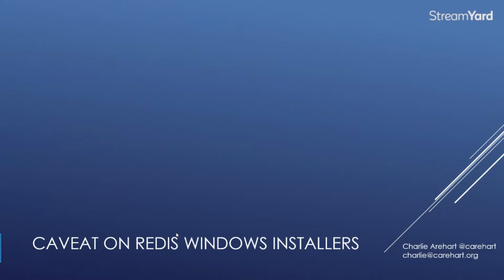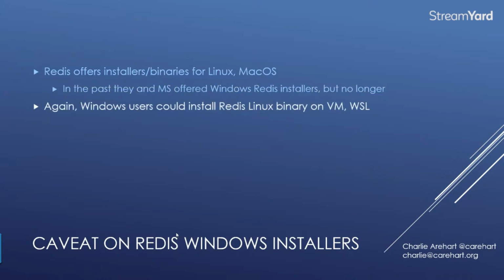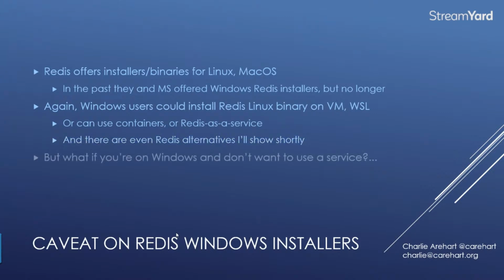Now let's move on to the Windows installer and this caveat that exists. And I said this already, they offer installers, binaries, for Linux and Mac OS. I should have rectified this or reconciled it. I'd said it earlier. Anyway, there you go. You could do that, or you can do that. And there's these alternatives. But what if you are on Windows and you don't want to use a VM or a service or anything like that?